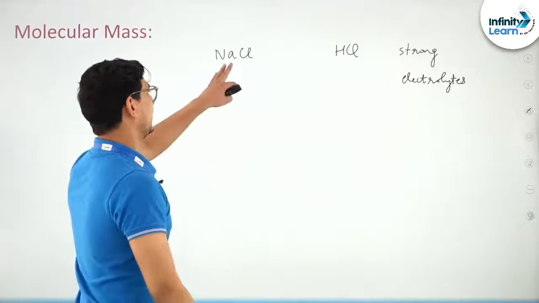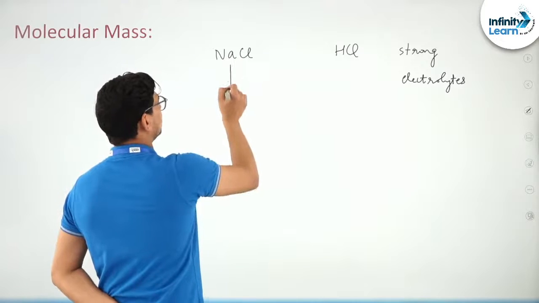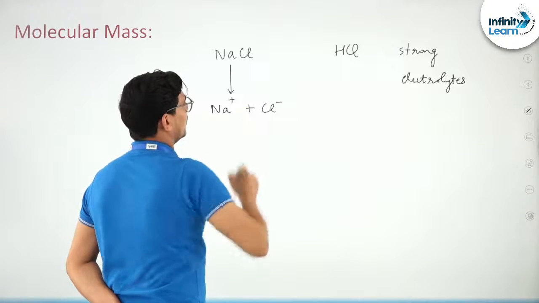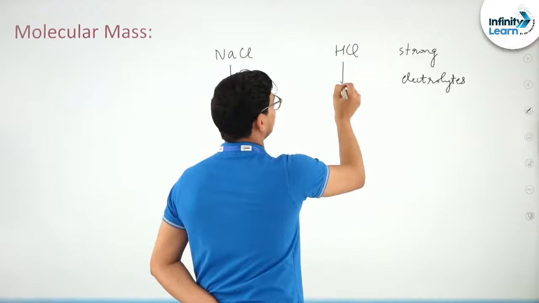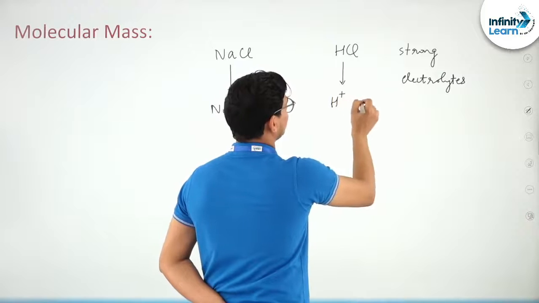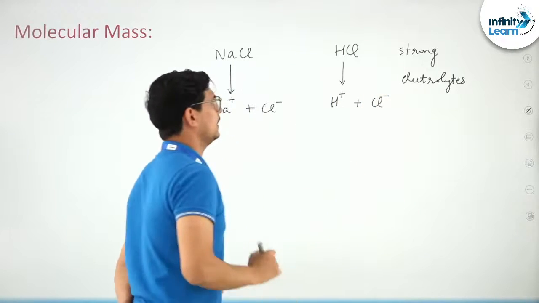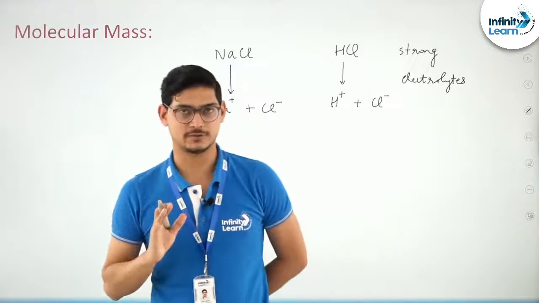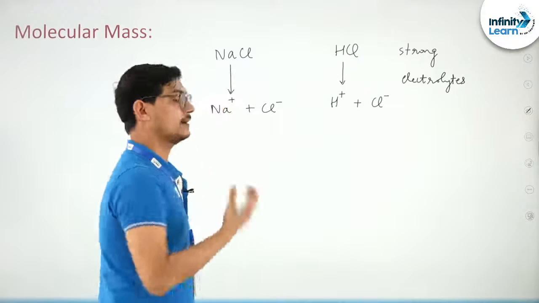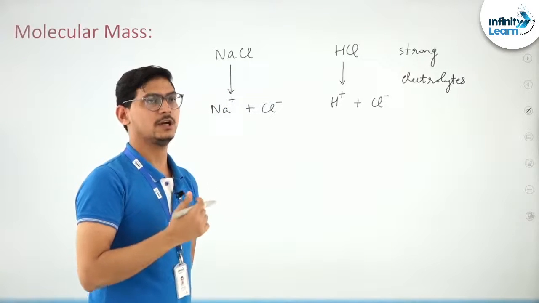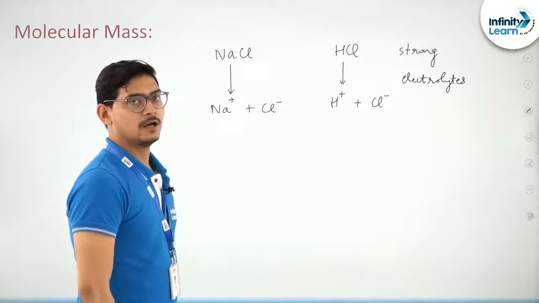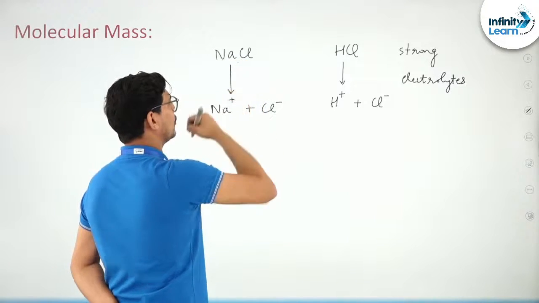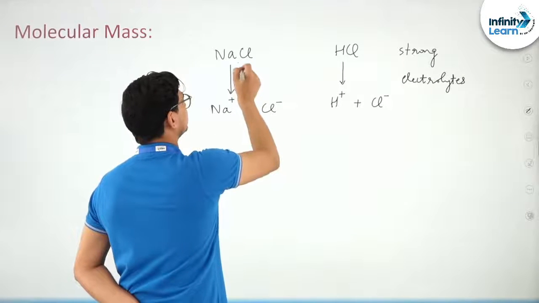That means when we dissolve NaCl in water, it breaks down to give Na plus and Cl minus. And when we dissolve HCl in water, it breaks down to give H plus and Cl minus. Now, what is the difference between them? Both NaCl and HCl are strong electrolytes, right? So their aqueous solutions are strongly conducting. Now, what is the difference between them? I am going to tell you something very basic but important. NaCl, when dissolved in water, it dissociates.